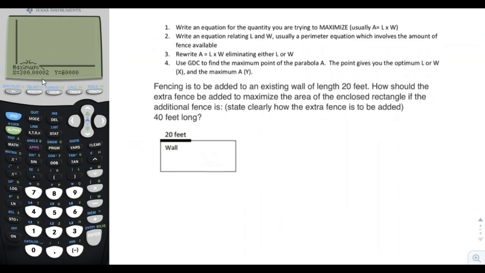Alright. Last one. This is similar to the one that's in our problem set. Okay? This time you have fencing, okay, that you have 40 feet of fencing available. And in this case, you have like a head start. You have a wall built that's 20 feet long, and basically what you want to do is figure out how to arrange this. Like, what's the length and width of the total area here?